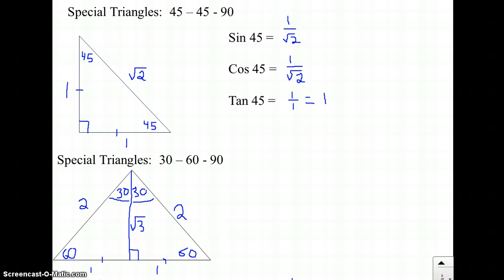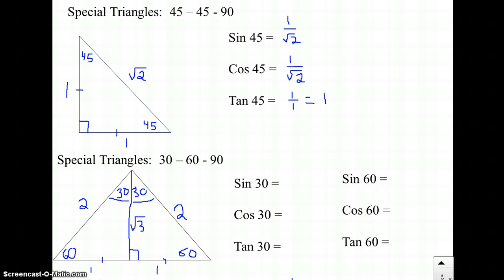And then again, I can label all my trig ratios for these special angles. Sine, cosine, tangent of 30, sine, cosine, tangent of 60. So these would be the ratios we get if we look closely and follow along. Nice to have these memorized, but if you don't, you can easily draw the triangles and figure out the exact values of these special angles, 30, 45, and 60 degrees.